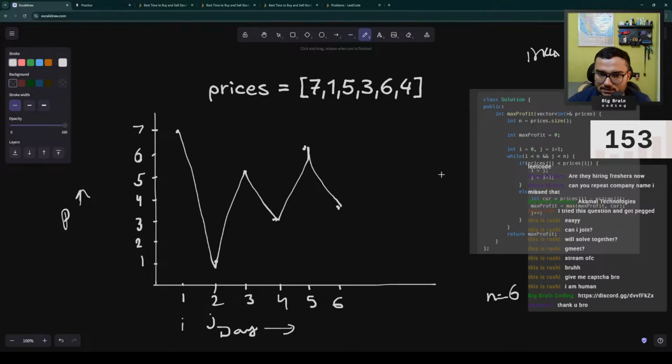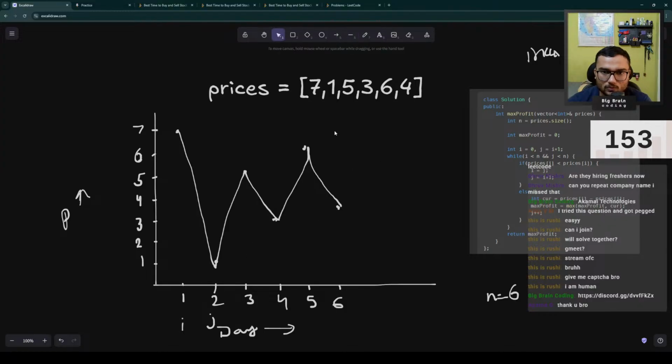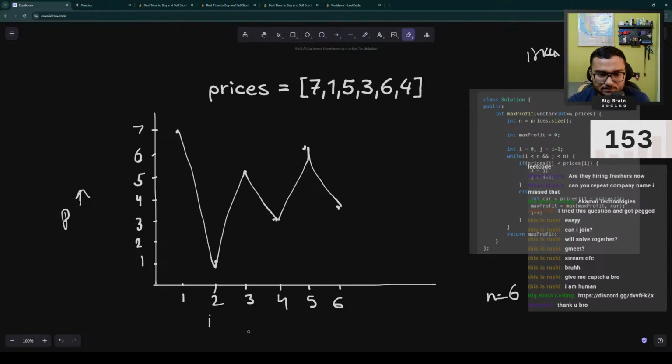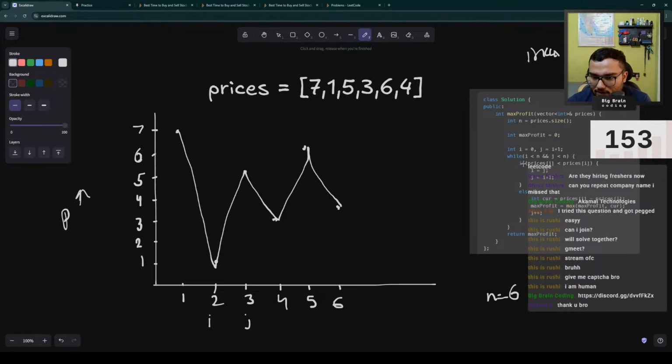If prices of J is less than prices of I, 1 is less than 7, then I becomes J. So basically I and J move. I comes here, and J moves to I plus 1. Then in the next iteration, prices of J is not less than prices of I. Then we calculate the current profit, which is prices of J minus prices of I. This will be 5 minus 1, which is 4. We maximize the profit here, so profit will be 4.